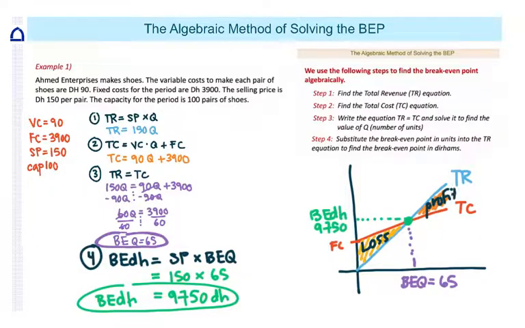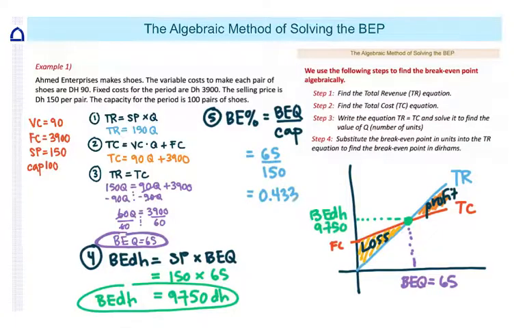Now there's one more type of break even. We don't have this on the instructions, but we'll do it just the same. If you want to find the break even point as a percent of capacity, all you must do is the break even quantity you just found divided by the capacity. So in this particular case, the break-even quantity was 65. The capacity was 150, which simplifies to be 0.433. So that would be 43.3% is the break-even point as a percent of capacity.